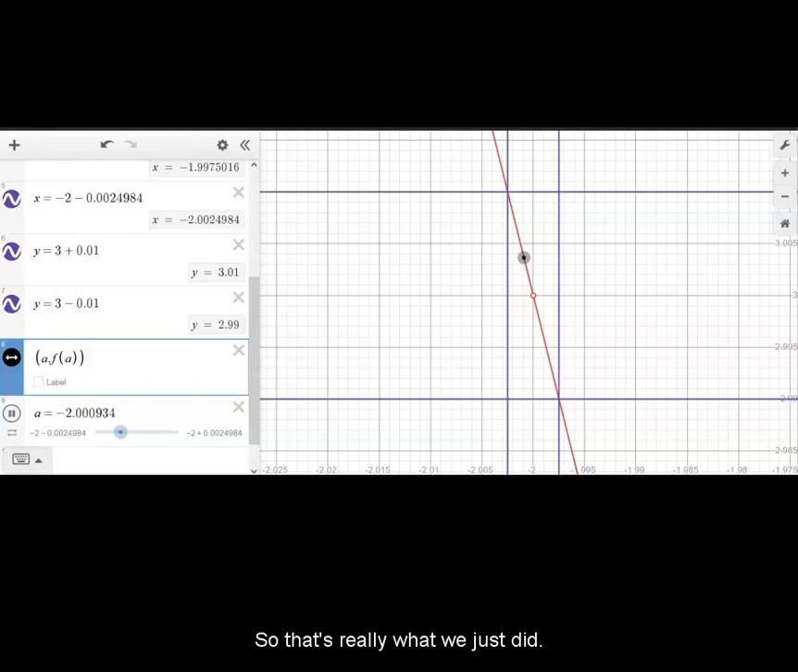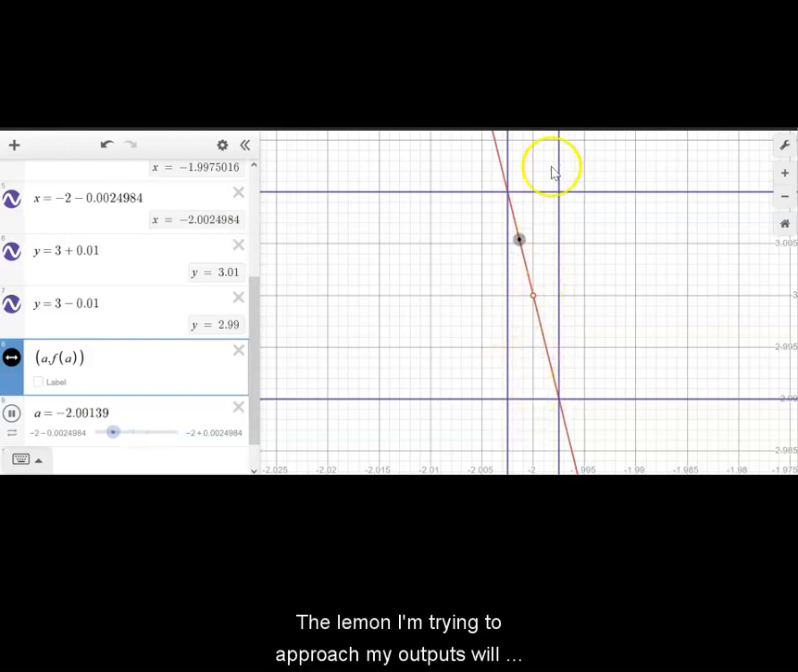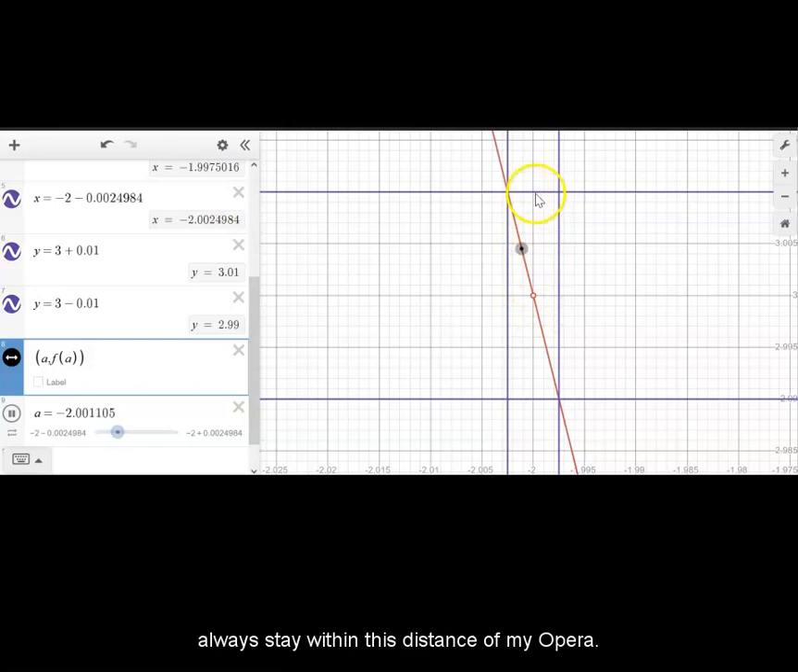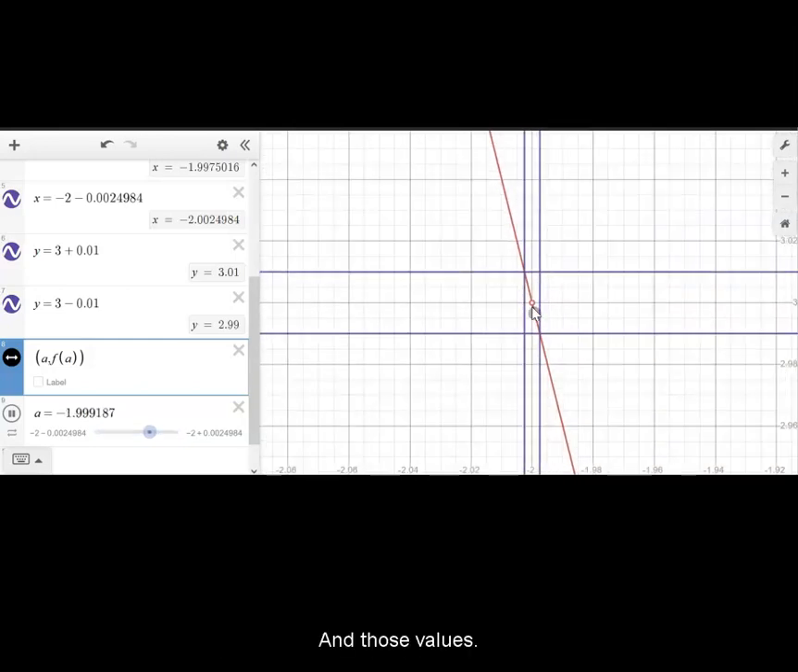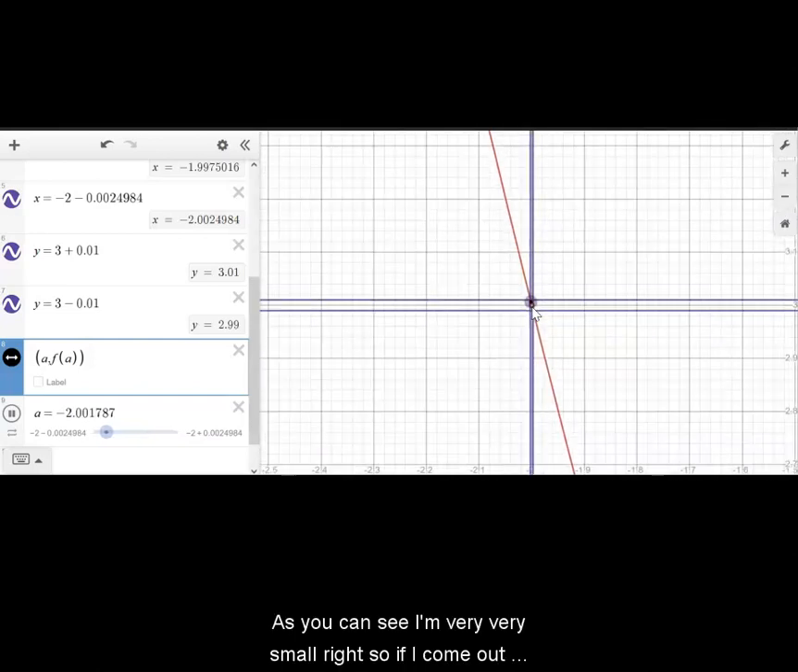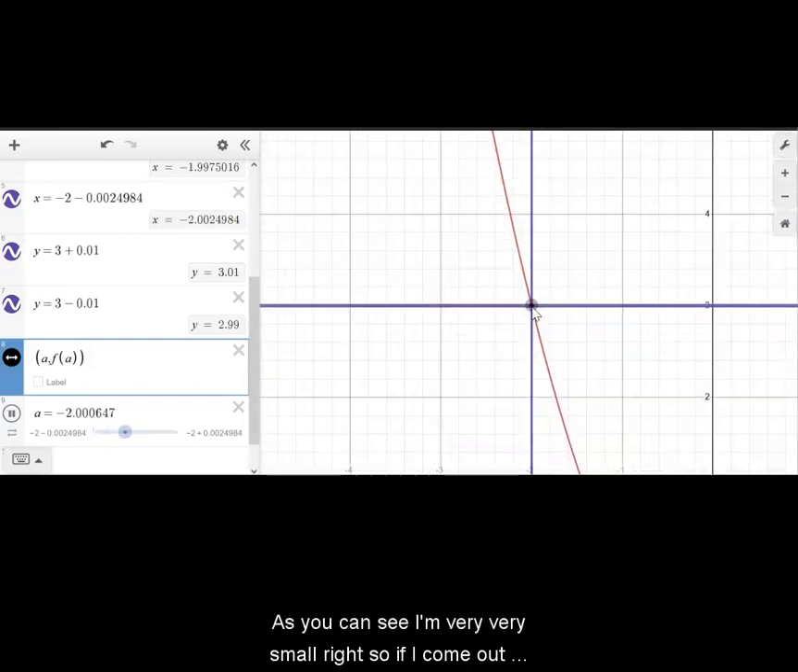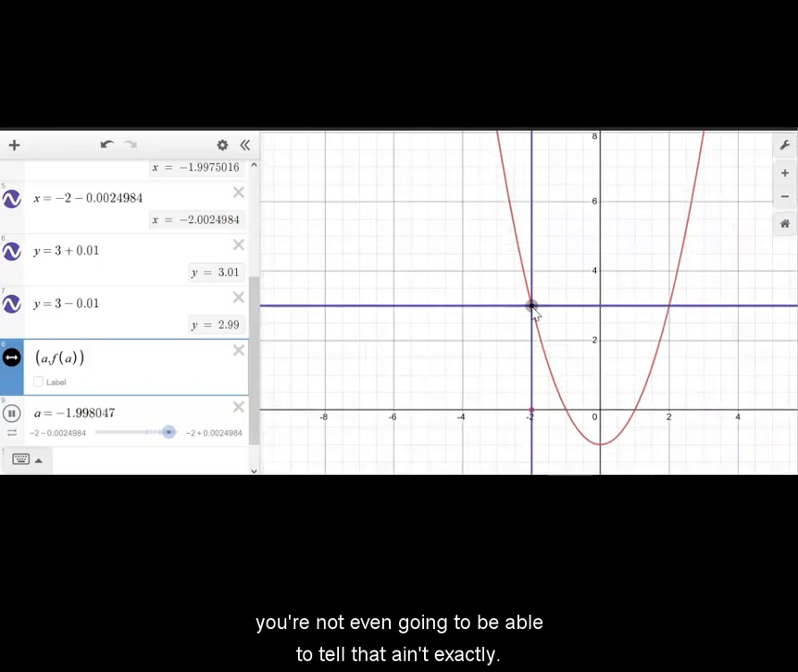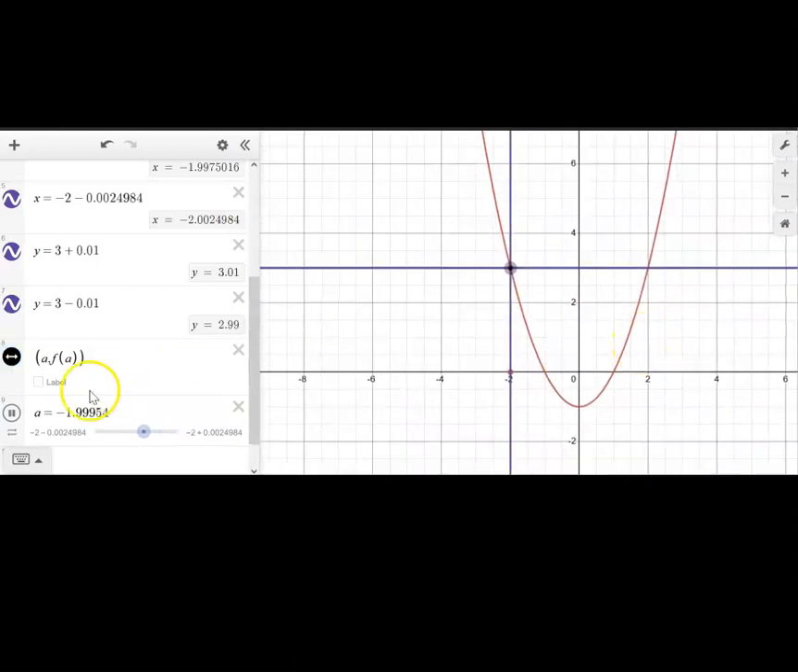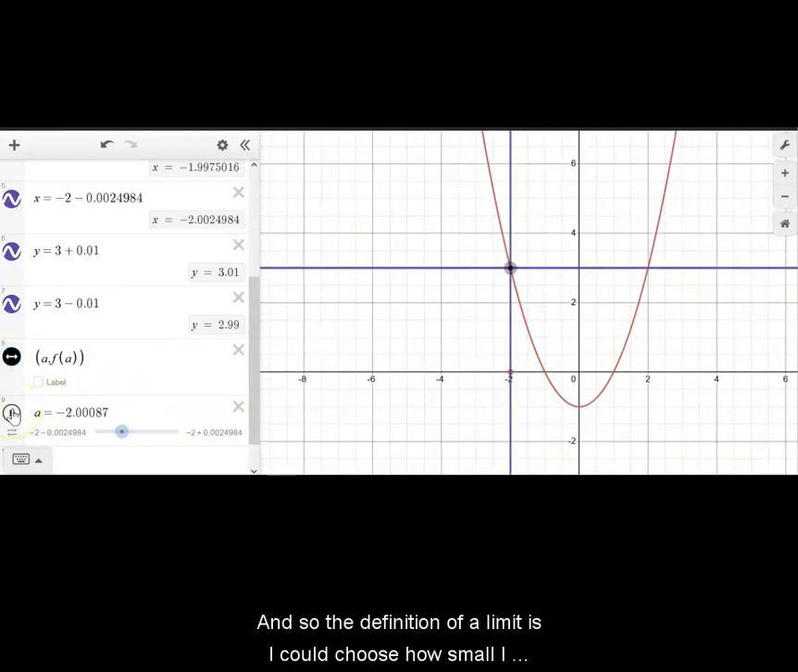So that's really what we just did here, is we said as long as I'm within a certain distance of the limit I'm trying to approach, my outputs will always stay within this distance of my outputs, right? And those values, as you can see, are very, very small, right? So if I zoom out, you're not even going to be able to tell that anything's actually happening, okay? And so the definition of a limit is I could choose how small I want to get.